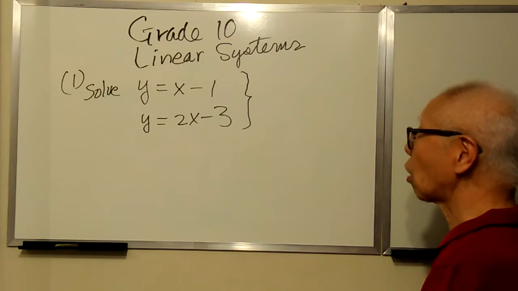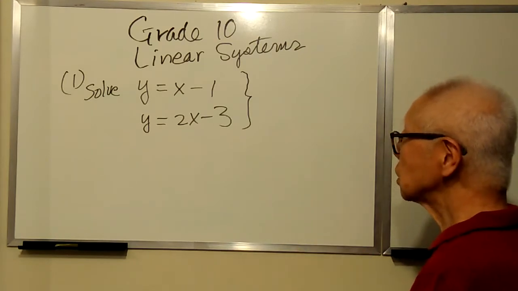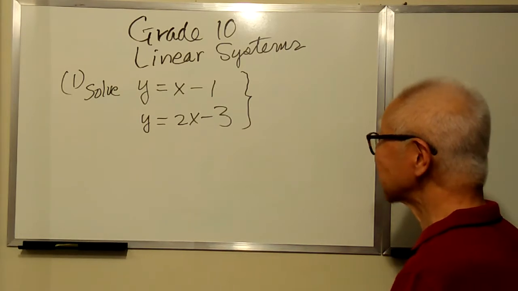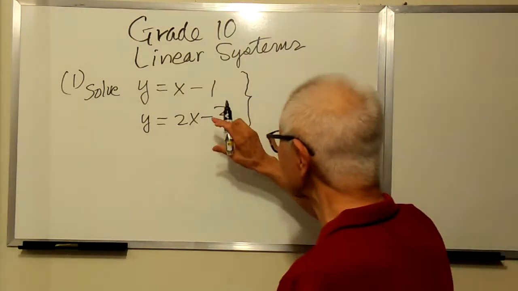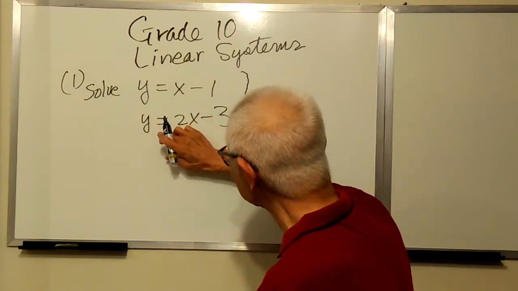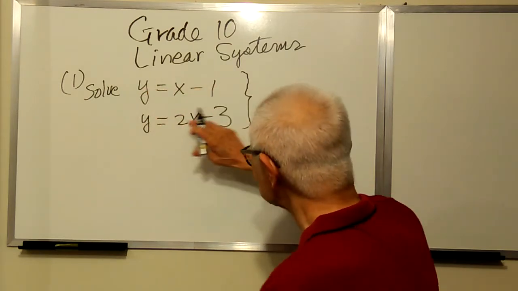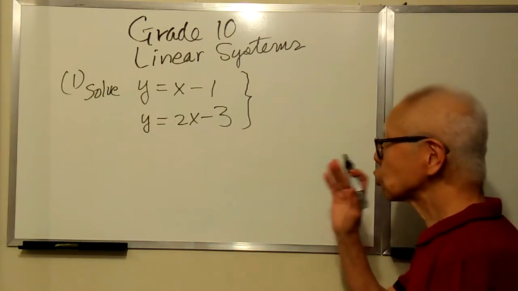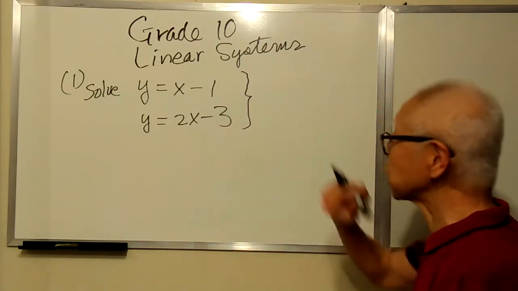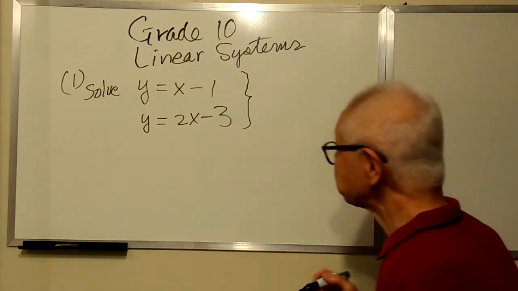What does the word solve mean? Solve means you find the value of x and the value of y, such that if you put the values of x and y into here, this is true and this is true. Solve for value of x and y so that both equations are true. How do we do that?